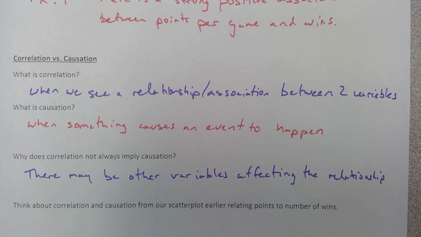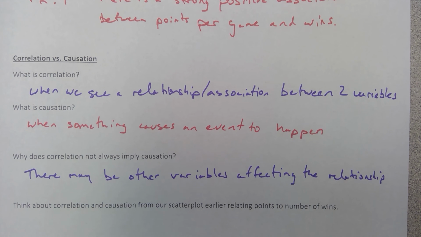One of Mr. Herman's favorite examples is that when more ice cream cones are sold, there are more shark attacks. And you say, Mr. Herman, what's that? I guess that kind of makes sense, because if I'm at the beach, I get ice cream, and there are more people at the beach, so there are more shark attacks. But do you think that because we're selling more ice cream cones, there will be more shark attacks? I would say the other variable affecting the relationship is that it's hot outside. I'm going to go to the beach, get an ice cream cone, and get in the ocean.